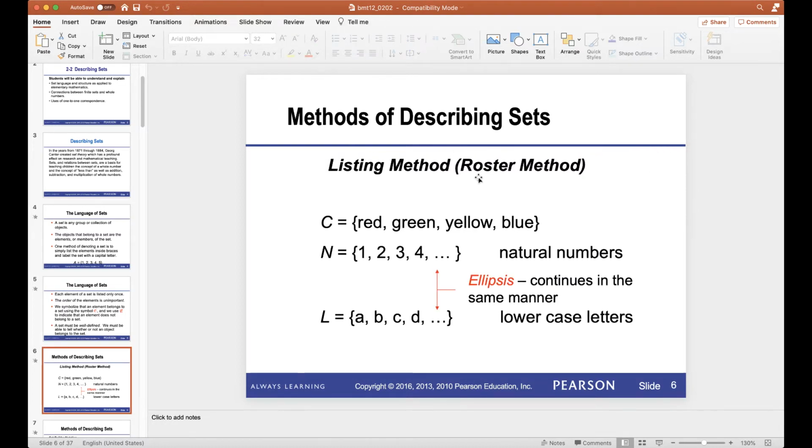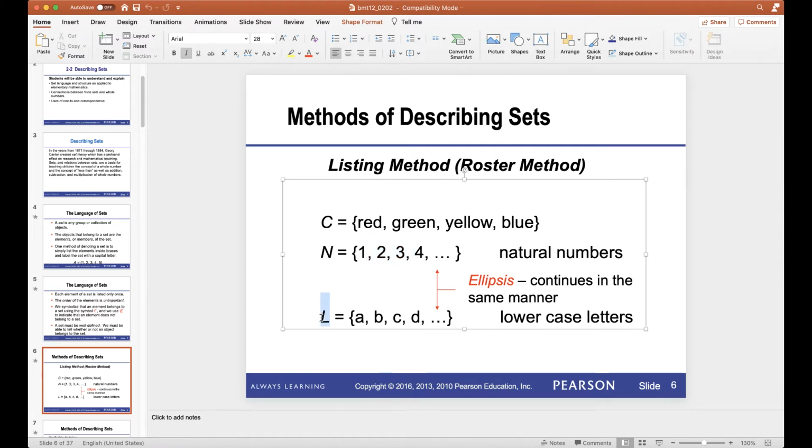So, methods of describing sets. The listing method, or the roster method, is basically just listing them out. So for example, C equals red, green, yellow, blue, and you can assume that C means colors. N is for the natural numbers, and you can start 1, 2, 3, 4, dot, dot, dot. Now these ellipses mean that you go on forever. It continues, and you can see that with the pattern that was set up beforehand. So you know it's going to be 5, 6, 7, 8, 9, 10, and so on.